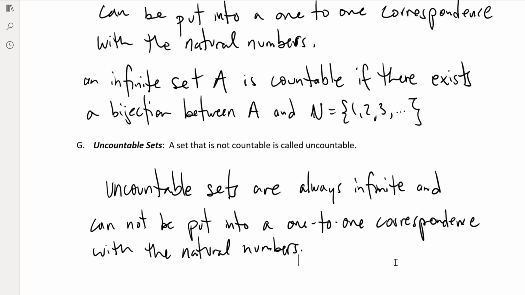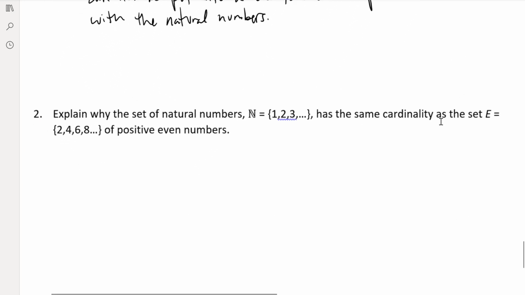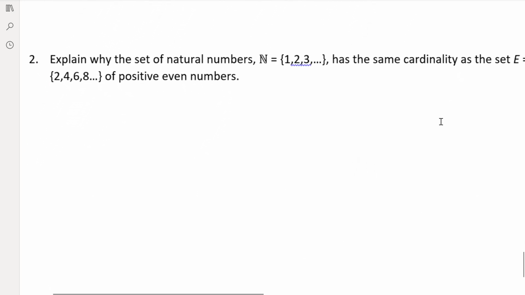So uncountable sets are always infinite and cannot be put into a one-to-one correspondence with the natural numbers. An example would be the real numbers, as we will get to soon. All right, with those definitions out of the way, we can now get to question number 2.